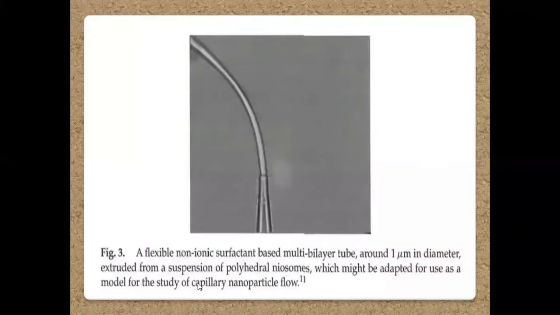So here you can see a flexible non-ionic surfactant based multi-bilayer tube, where these polyhedral niosomes are conveniently flowing through it, which might be adapted for use as a model for the study of capillary nanoparticle flow, because this is a very minute capillary, that is a tube. It is a non-ionic surfactant multi-bilayer tube. Through that you see nanoparticles, polyhedral niosomes, flowing very conveniently.